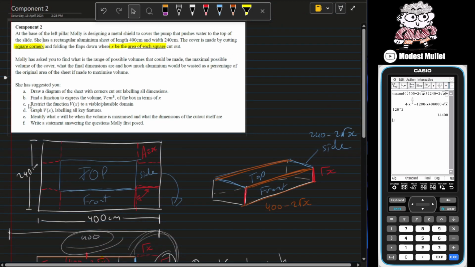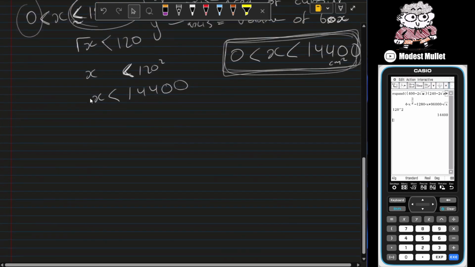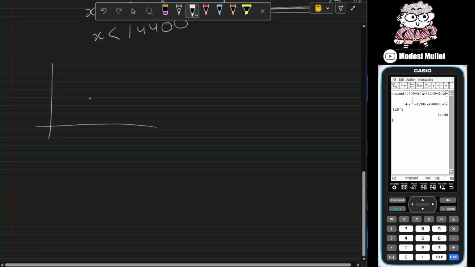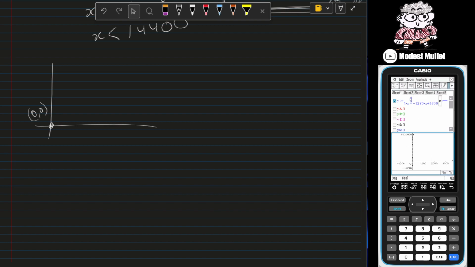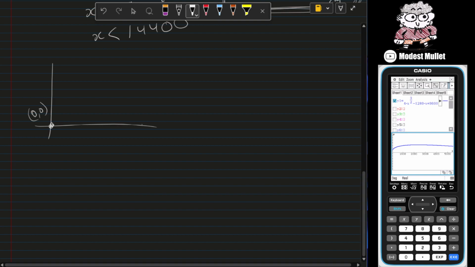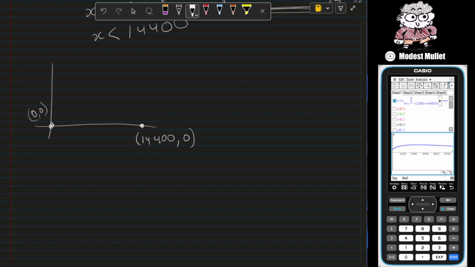So we've done C. D is graph v of x, labeling all the key features. So we know from our graph before, we are going to be at 0, 0. So if we go back to the graphing window, there we go. So we know it goes through 0, 0, and we also now know that it goes through 14,400, 0. They're going to be our key points.